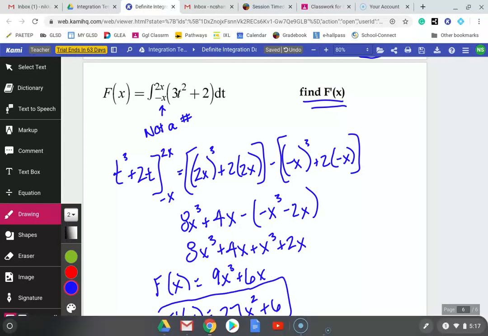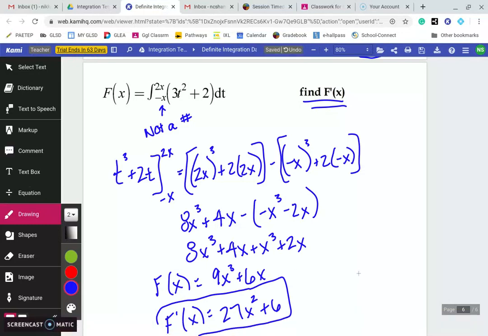Whoops, that didn't really work very well. How can I get that down? There we go. Okay, so our final answer there is 27x squared plus 6.